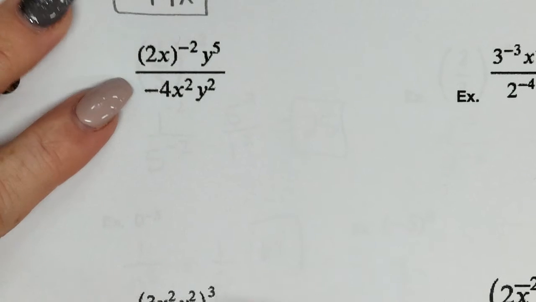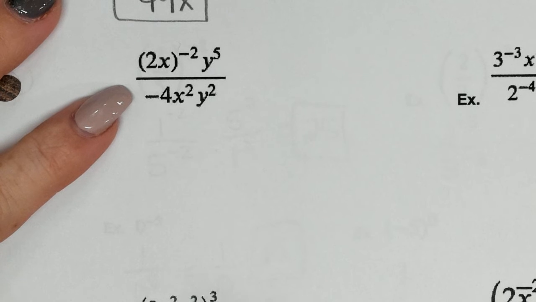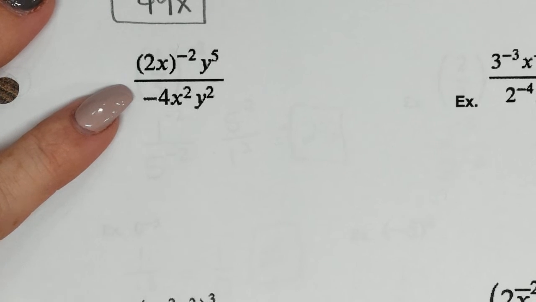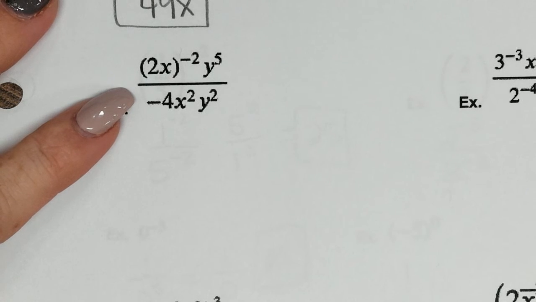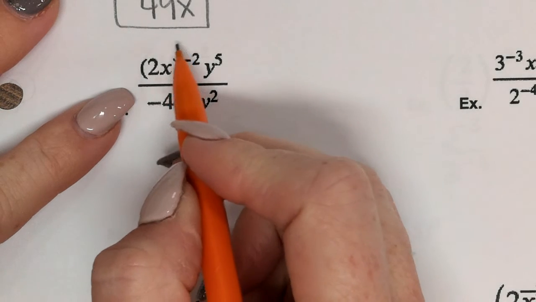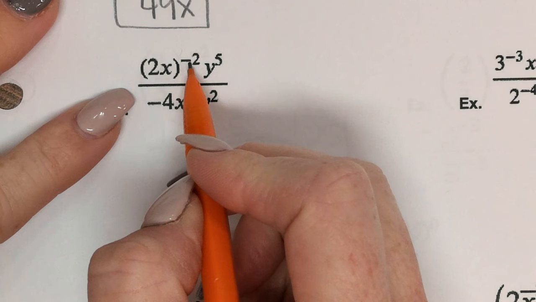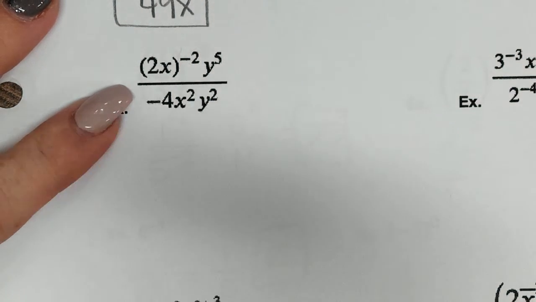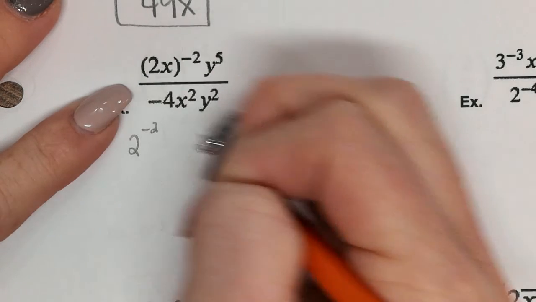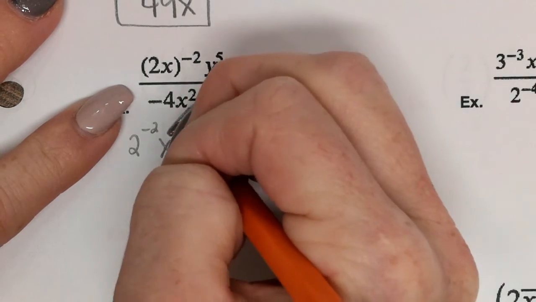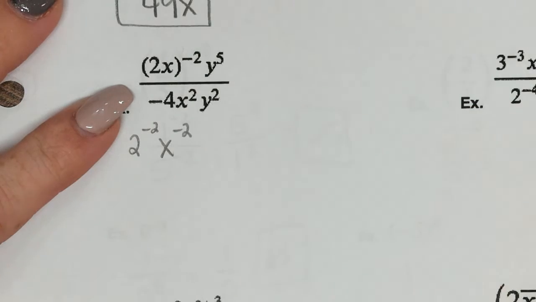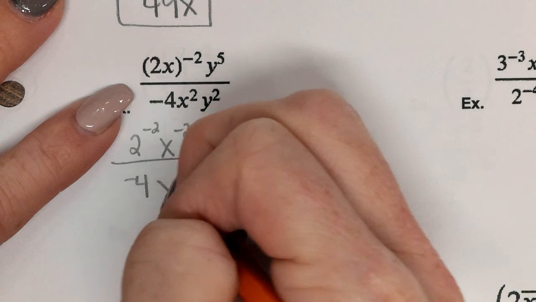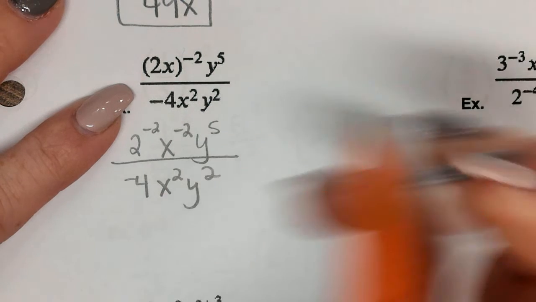Okay, you're looking at this. This is what they're going to look like on the EOC. Okay, what would be the first thing you have to deal with? The parentheses are being raised to the negative 2 power. So that's the only thing I'm going to deal with right now. So I have 2 to the negative 2 power and x to the negative 2 power. And now I'm just going to write everything else. Y to the 5th over negative 4 x squared y squared.